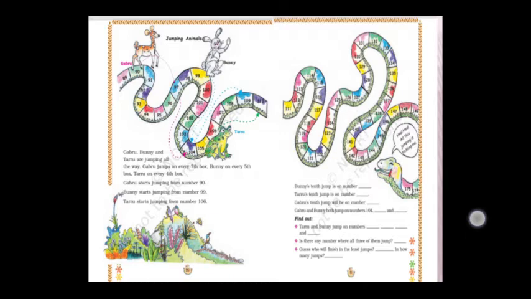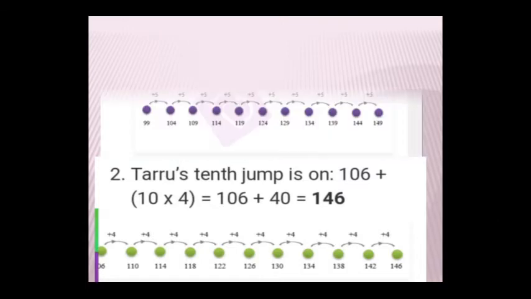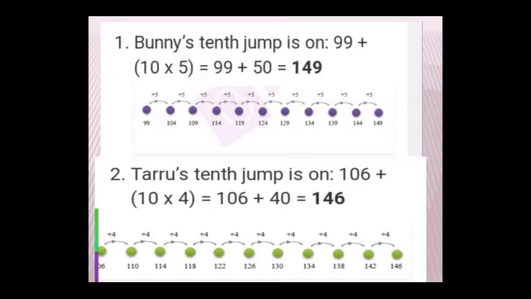So you have to find Bunny's 10th jump, Taru's 10th jump and Gabru's 10th jump. What is that number? Let us find out. First, Bunny's 10th jump. See, Bunny is first standing on number 99. Bunny is jumping every five boxes, right?